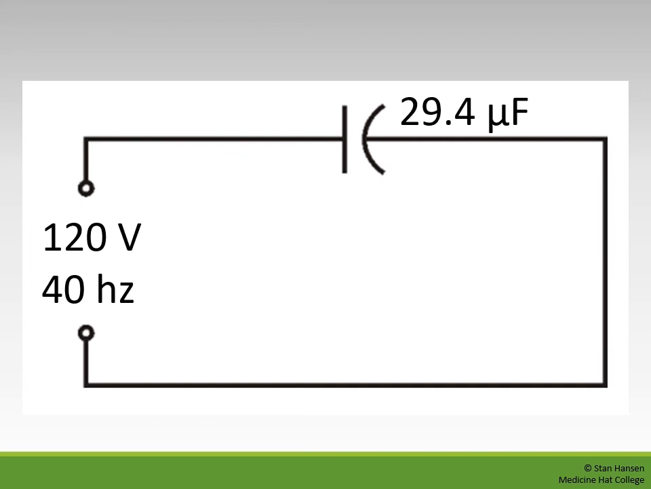Let's move on to our second example. Here we have a circuit with 29.4 microfarads of capacitance. Also, take note that we've dropped the frequency from 60 hertz down to 40 hertz. Use your capacitive reactance formula, pause the video, and calculate the capacitive reactance. When you have your answer, resume the video and we'll check to see if it's right.